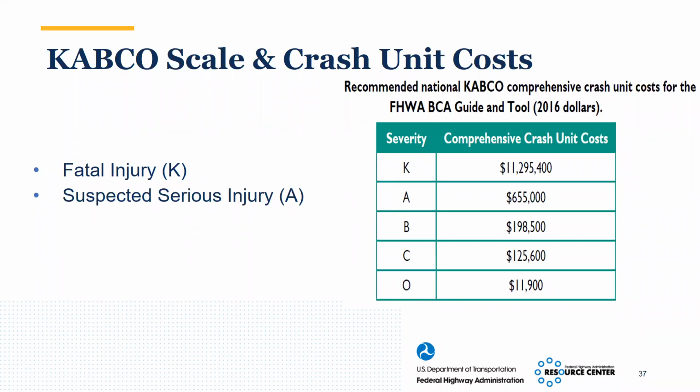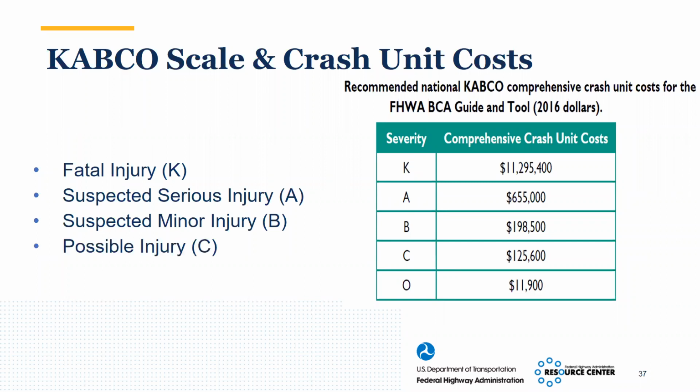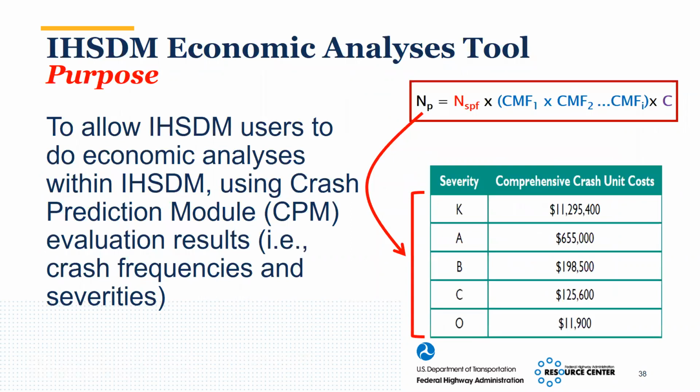As we go down through the other levels of less severe, suspected serious injury, and then suspected minor injury, possible injury, and no apparent injury, which is similar to property damage only, you see the costs drop down. No apparent injury is just a little under $12,000 for a crash. So if we know for a given scenario how many crashes are expected in each one of these categories, then we can multiply those by the unit crash costs to get our total cost.